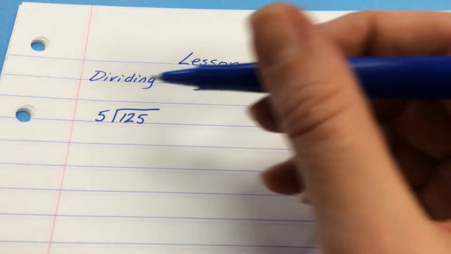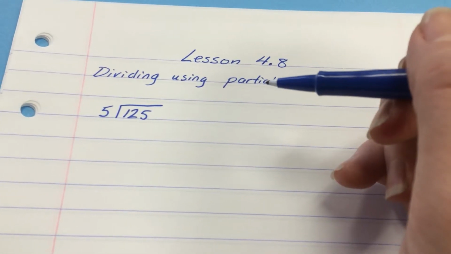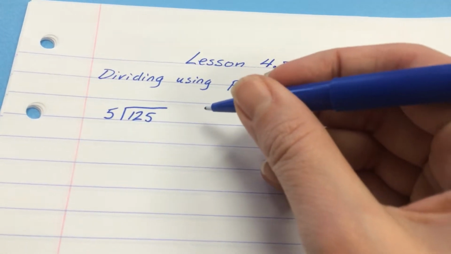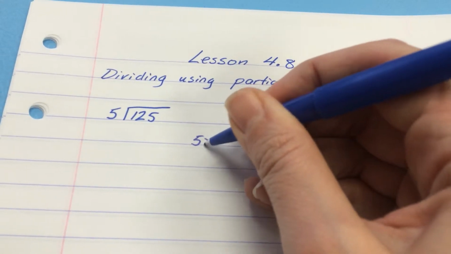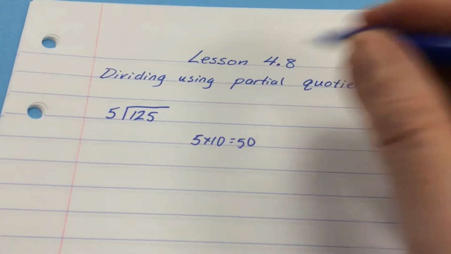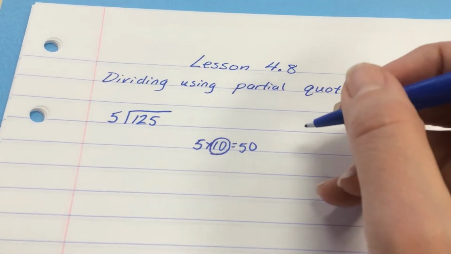Our first question, we have 125 divided by 5. So I'm going to use our magic number 10, which we use a lot, and I'm going to try and break this up into smaller problems. So I'm going to do 5 times 10 equals 50. So I took my divisor 5 and multiplied it by 10. I'm going to put a circle around my 10 because I'm going to use it again.